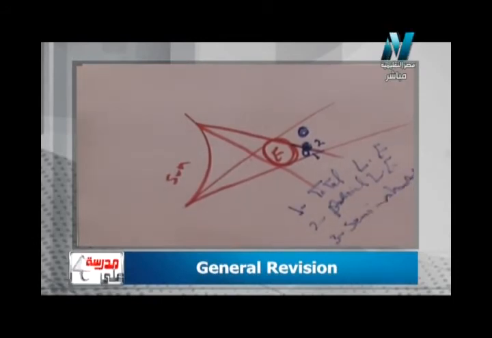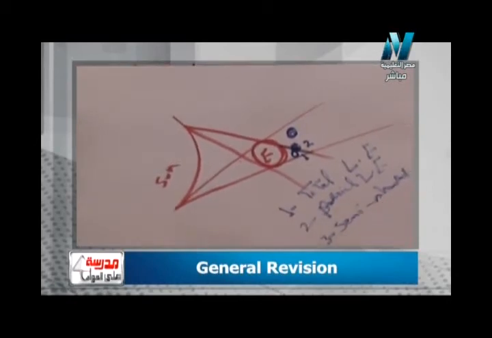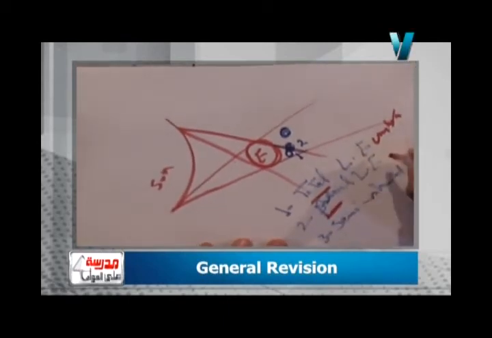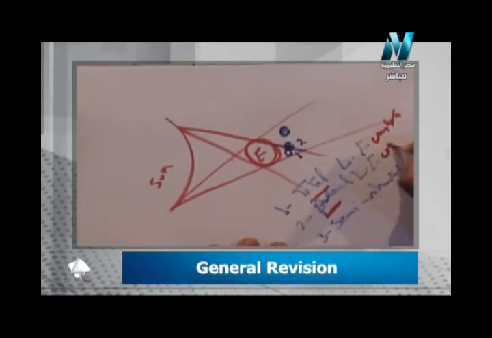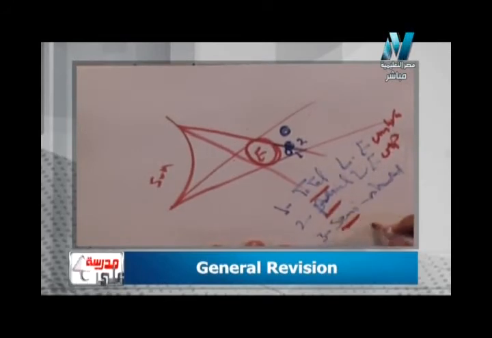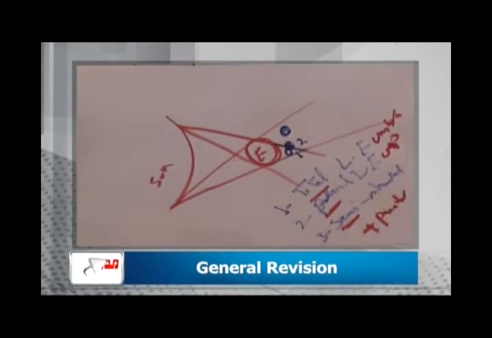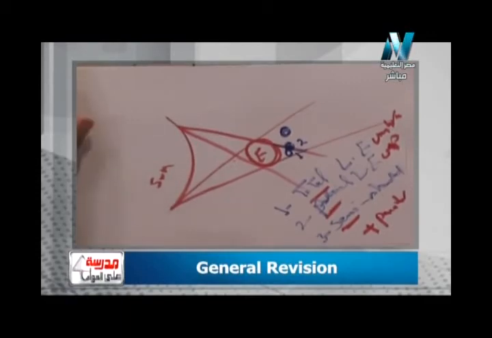So let me summarize the three types and where they occur. Total occurs in the area of umbra. Partial occurs when the moon is part in umbra and part in the penumbra. Semi-shaded occurs in the area of penumbra. So we have three types of lunar eclipse, which are total, partial, and semi-shaded.